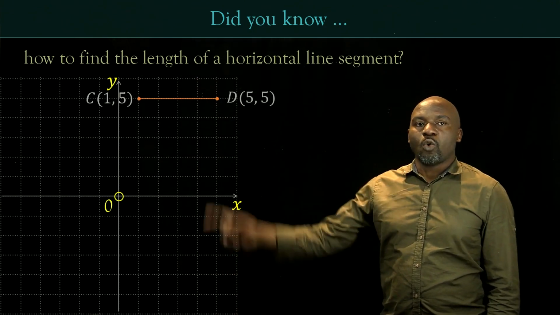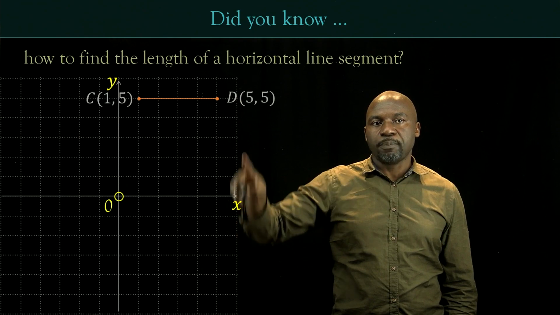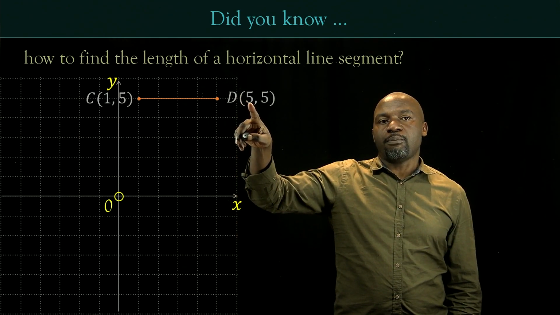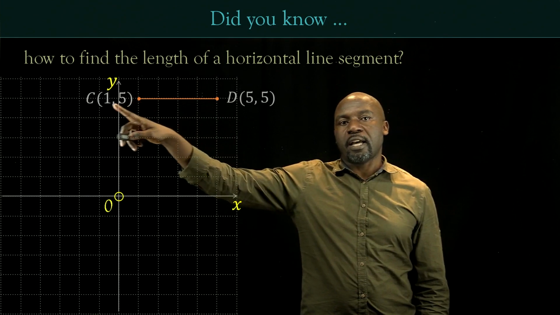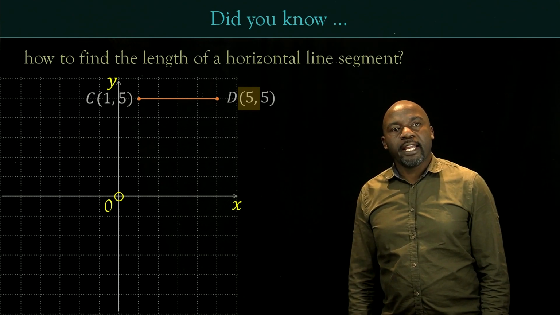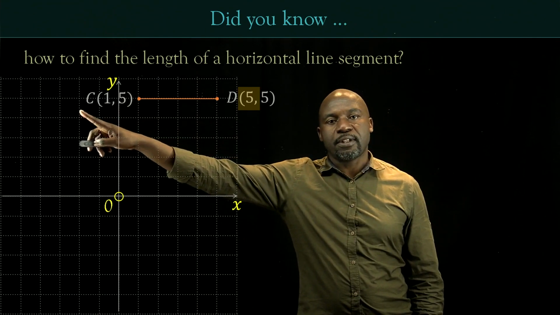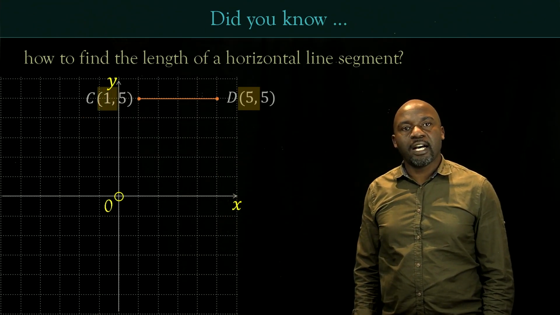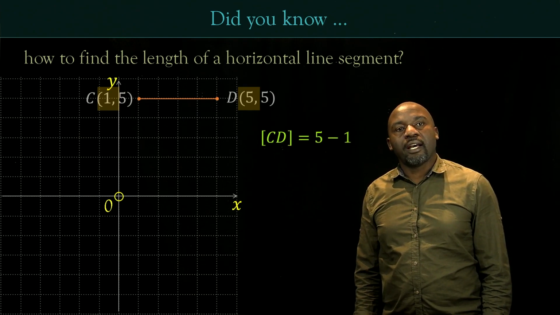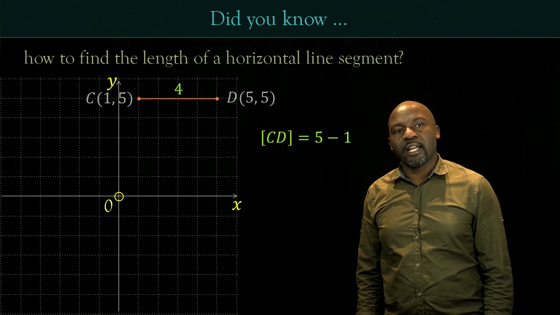And how do we do that? We take the x coordinate, since this is horizontal in the x direction, so we take the x coordinate of the last point and subtract the x coordinate of the first point. That is to say, you can say x2 minus x1, or you can say x of D minus x of C. So that is 5 and 1 there. So the length of line CD is going to be equal to 5 minus 1, which is 4. And that's how we find the length of that line.